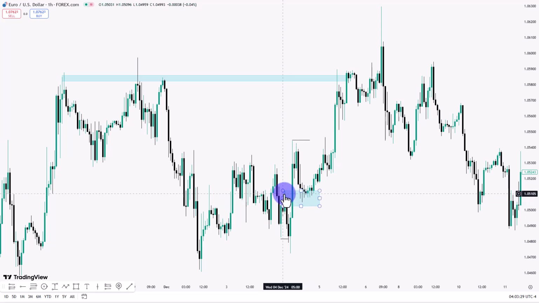And right here you have a breaker because we took out the low before the shift of structure. As price returns into the breaker, you're going to take a buy right here at the breaker into the opposing drawn liquidity.